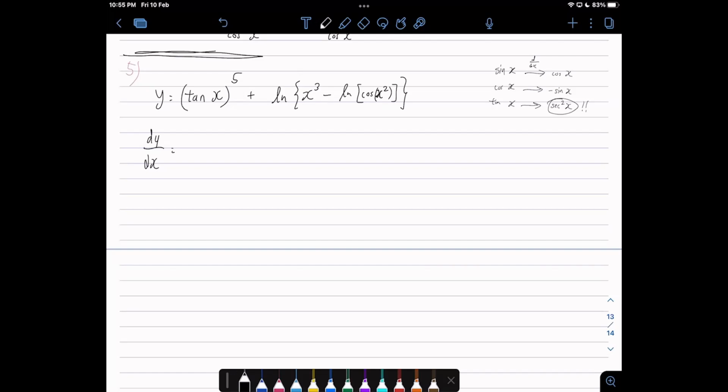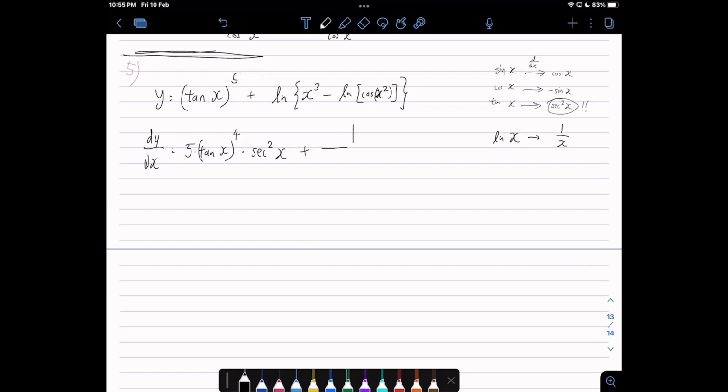Okay. 5 tangent x. Wait, hold on. That's not quite ready. Is it correct? It's correct. To the power of 4, times secant square x. Good. That's the plus, first term complete. Plus. Oh my God. Oh, I know it's 1 over x, but okay.